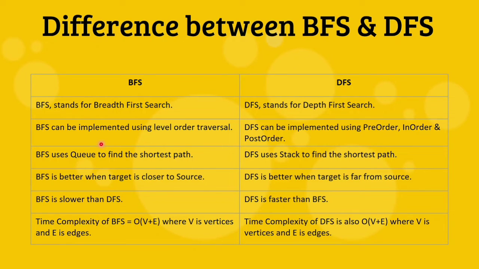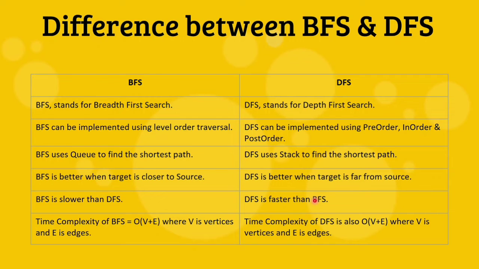In our third difference point, BFS uses a queue to find the shortest path, while DFS uses a stack. BFS is better when the target is closer to the source. So at that time, BFS can be used. But when our target is far from the source, then DFS is better. BFS is slower than DFS, while DFS is faster than BFS.